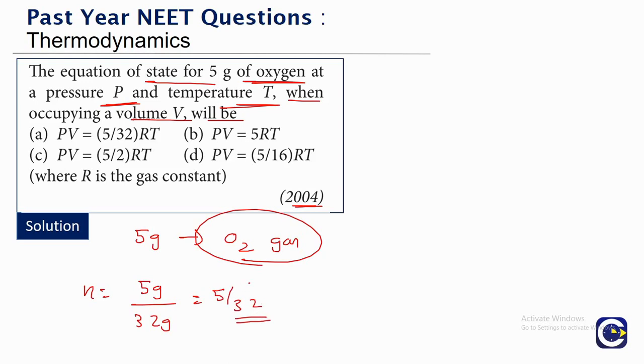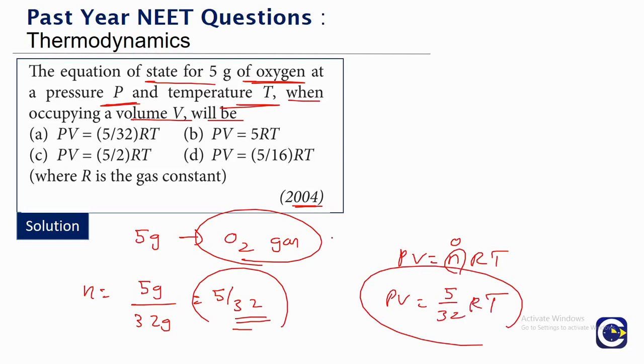They're asking what is the equation of state, which means they're asking what is the gas equation. What is the gas equation? PV is equal to nRT, right? Pressure they are saying P, temperature they are saying T, volume they are saying V. The only thing we have to replace is the number of moles, because they are giving us the amount of the gas. So what is it? PV is equal to the number of moles, 5 by 32, into RT. Okay, so that is the equation of state for this 5 grams of the oxygen gas that is given to us.